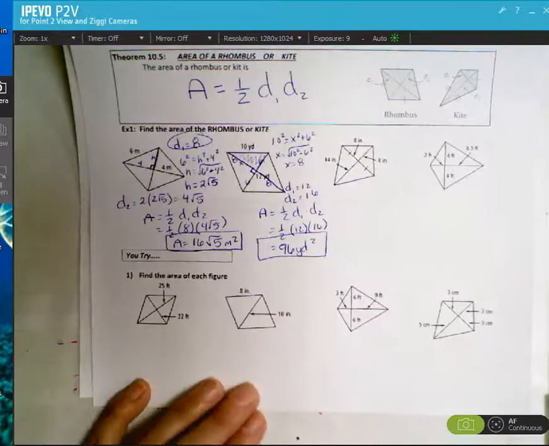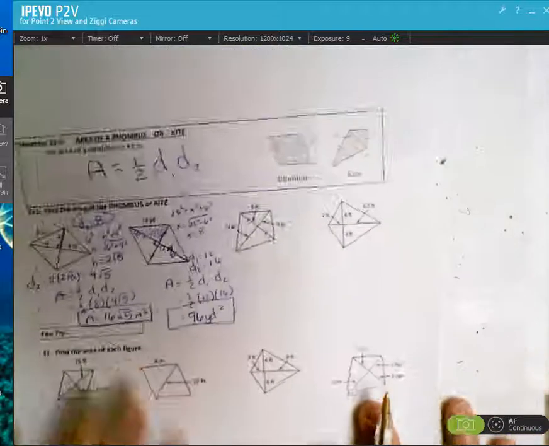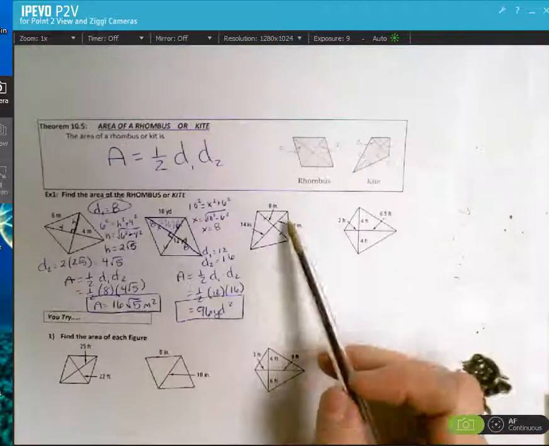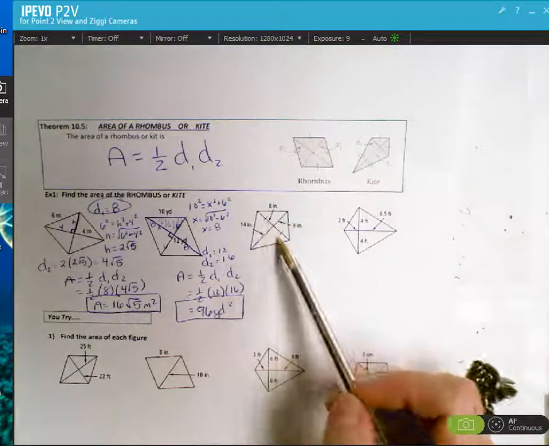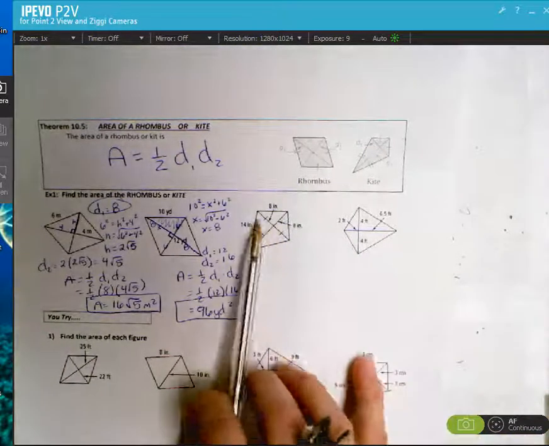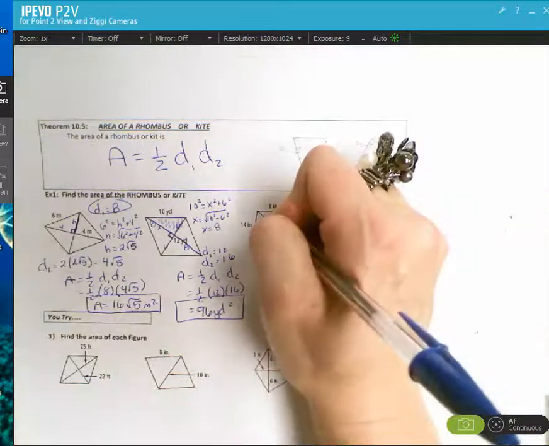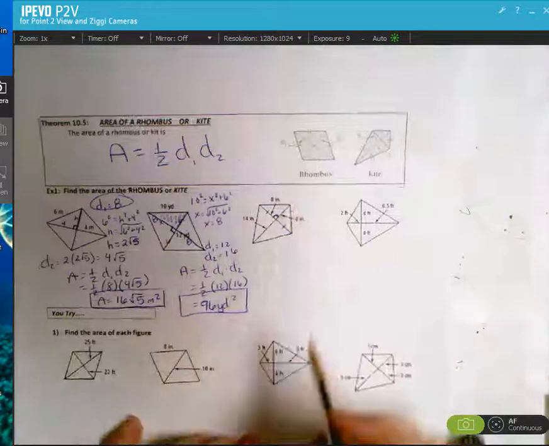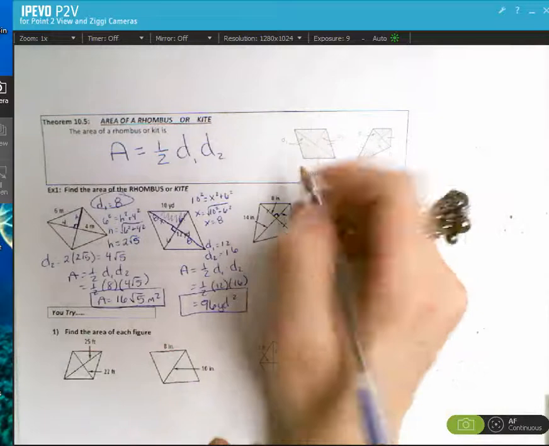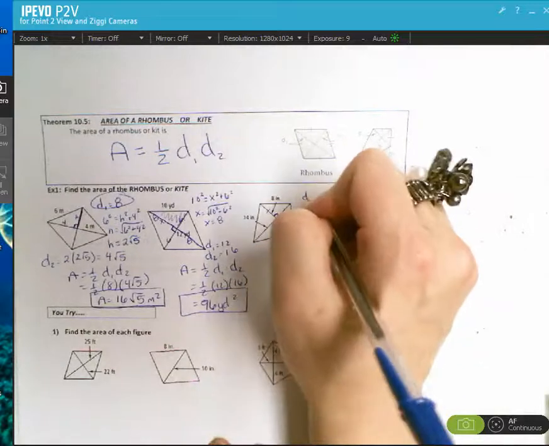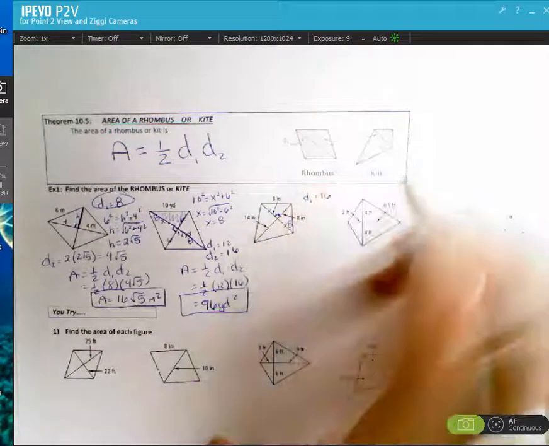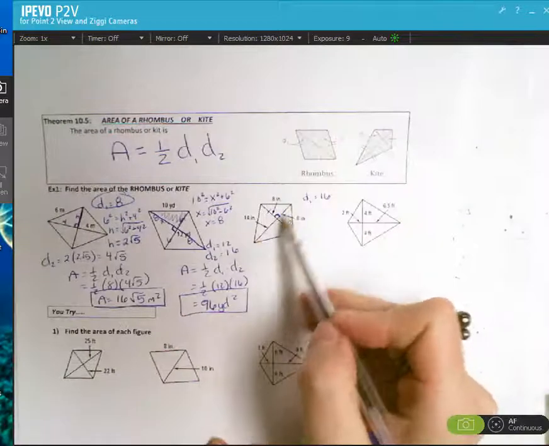Okay, not so bad. Kites are even easier because they give you lots of information. We know the diagonals don't bisect each other, but we do know that the short diagonal is bisected by the other diagonal. We also know that the diagonals of a kite meet at a right angle as well. So if this piece is 8, then I know this piece is 8. So one of my diagonals is 8 plus 8, which is 16.